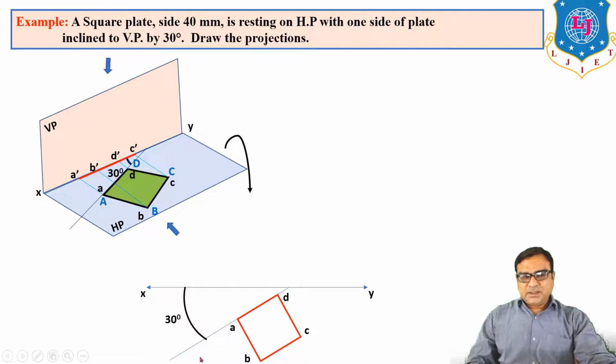So in 2D, the projection of A on vertical plane is A dash, B to B dash, C to C dash, and D to D dash. And this is the front view. So this is known as projection of square plate. Projections are nothing but the front view and top view of the plane.